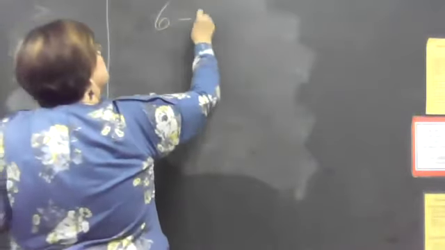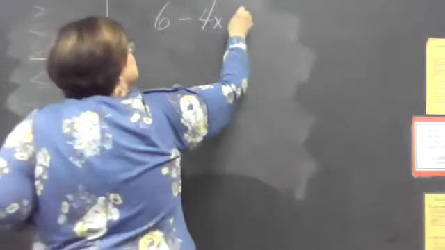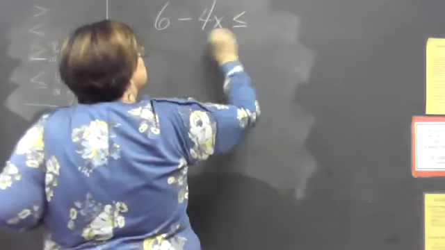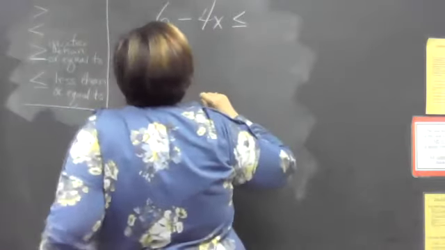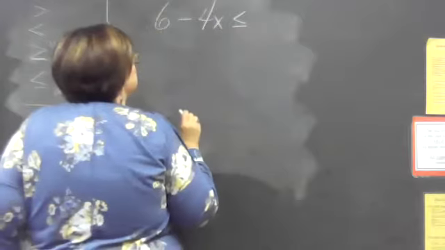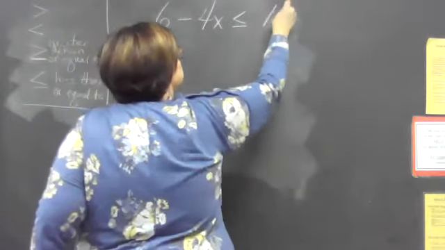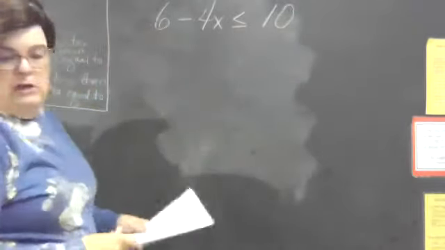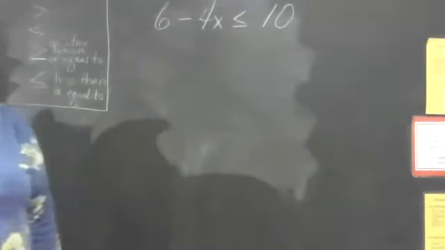6 minus 4x is less than or equal to, let's see, we're going to minus 10. Yeah, let's do 10. Okay, so here's an example that it's just made up. It's not on your worksheets, okay?